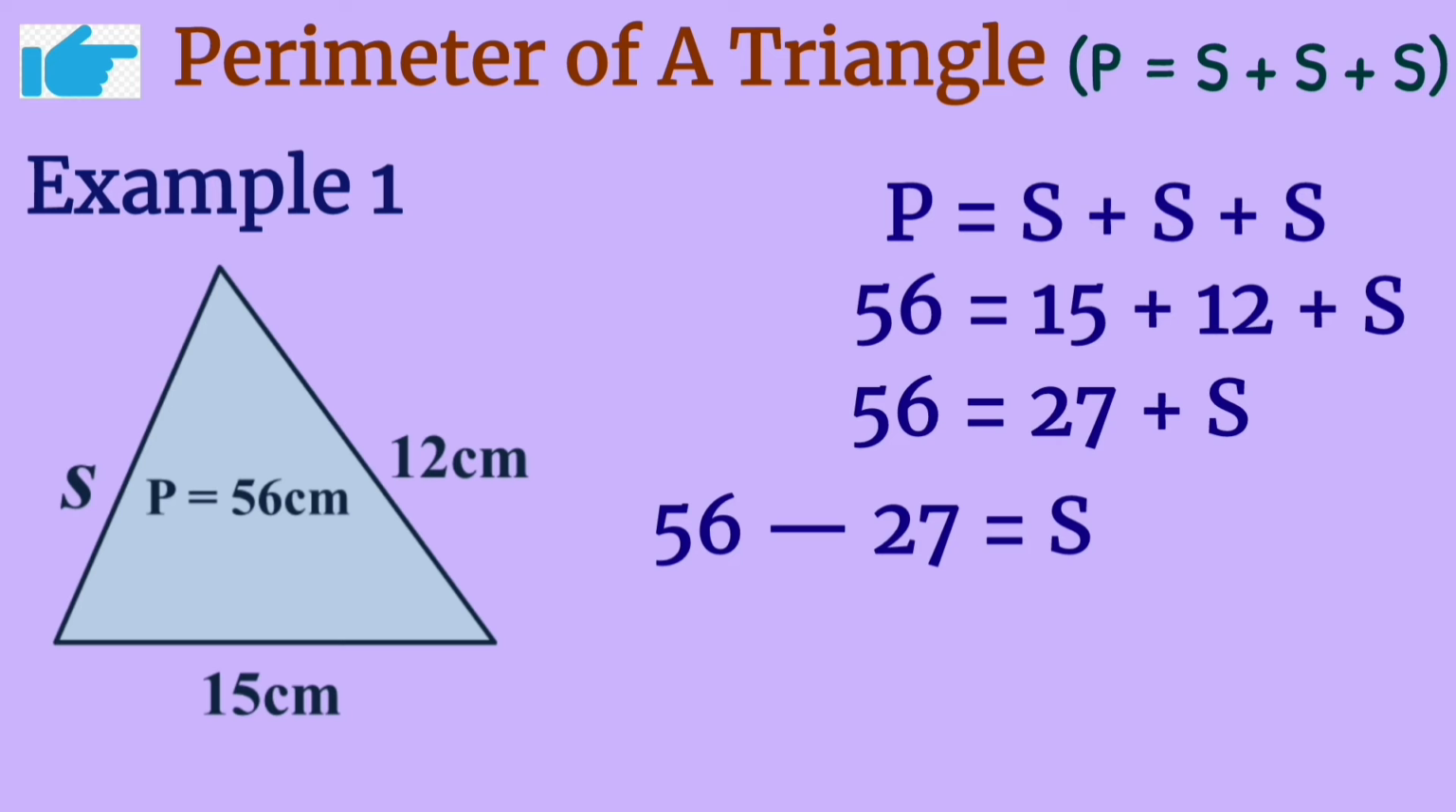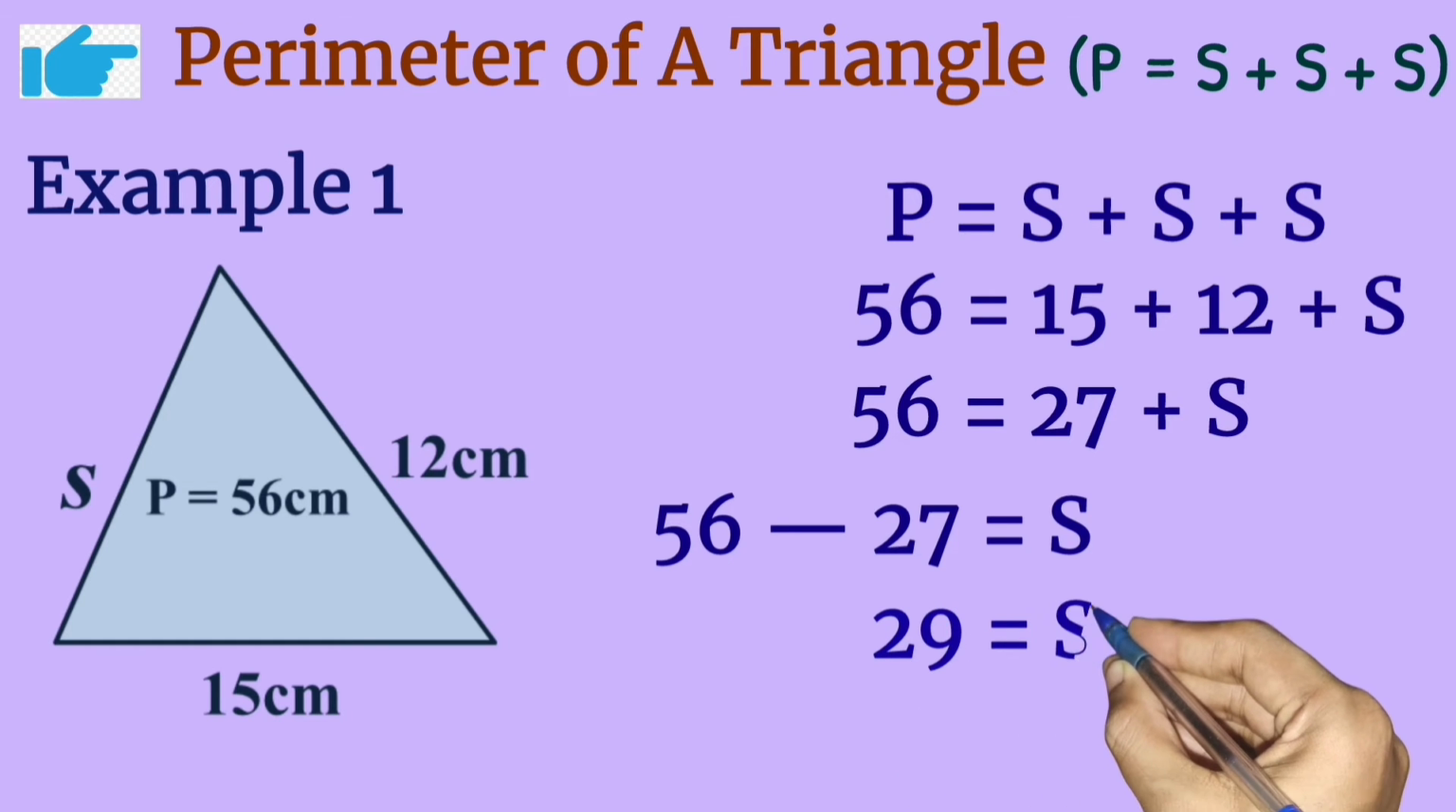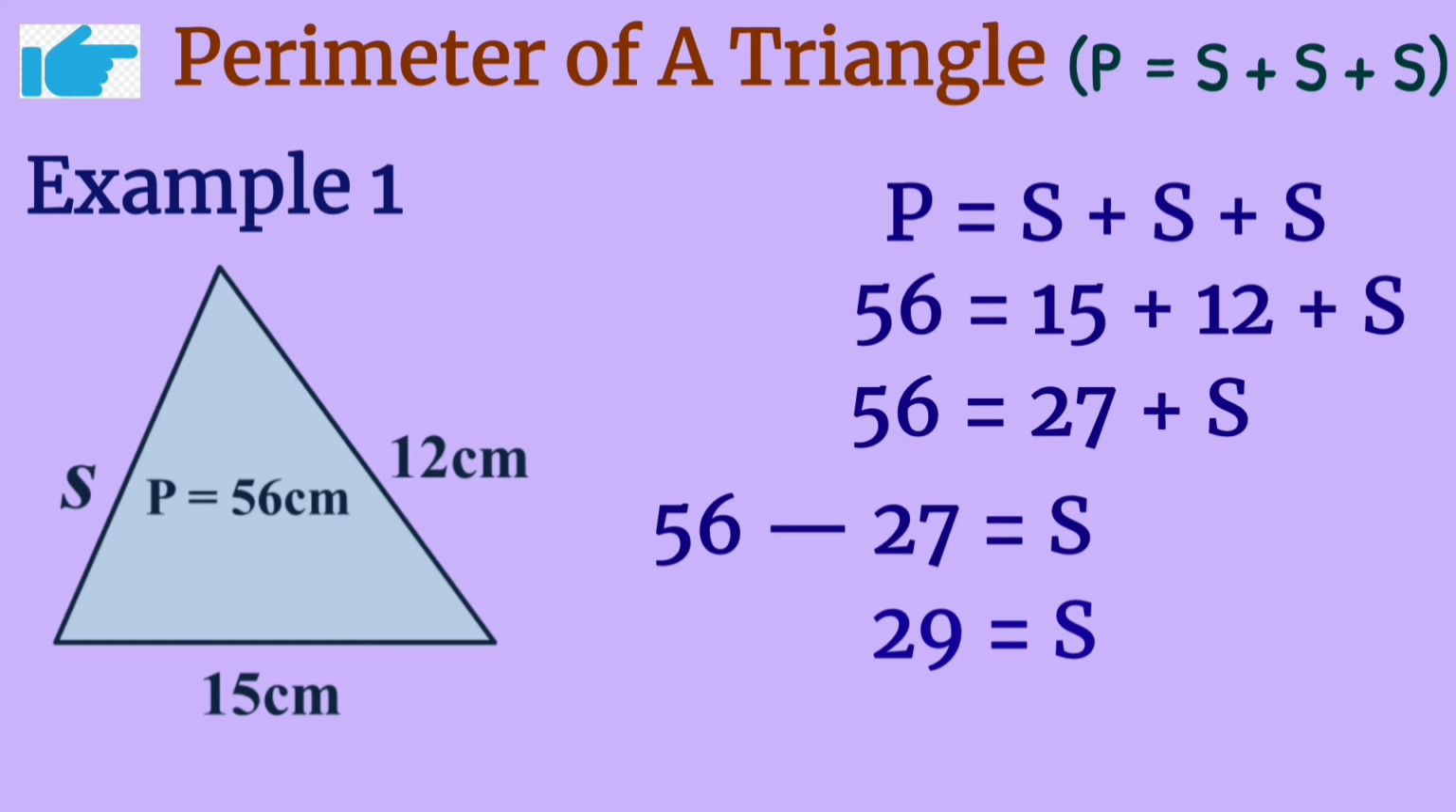Therefore, 56 minus 27 is equal to x. 56 minus 27 is equal to 29, so 29 is equal to x. Hence, the third side of the triangle is 29 cm.